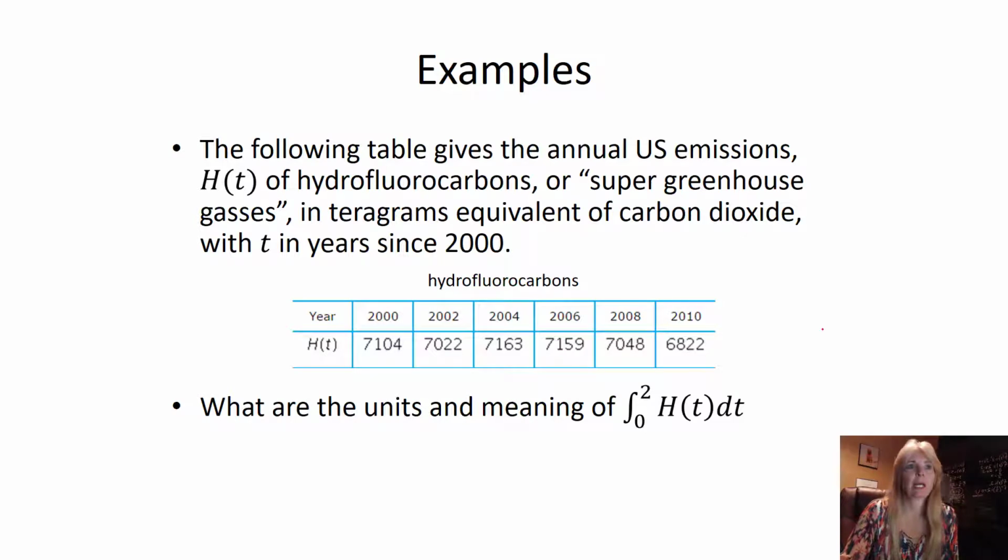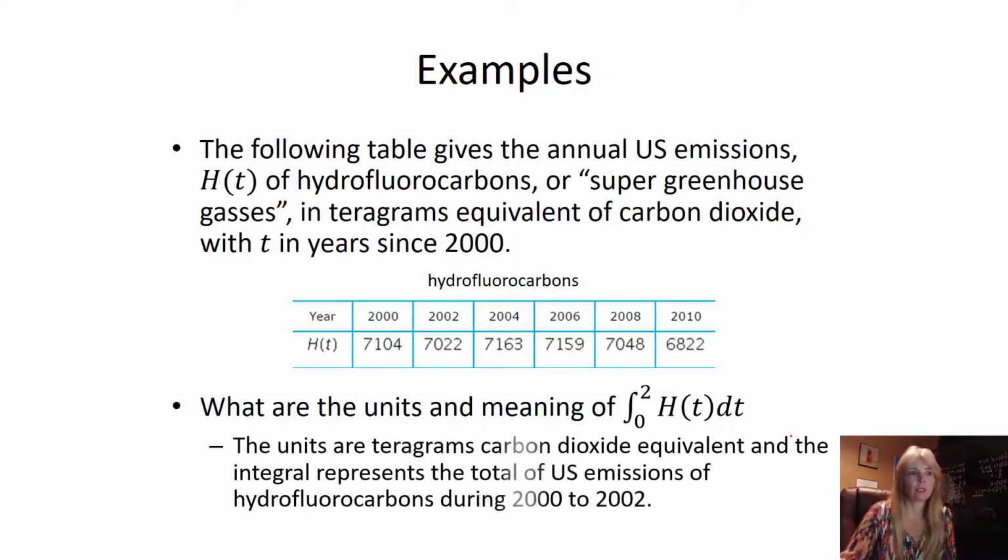All right, the following table gives the annual U.S. emissions, H of t, of hydrofluorocarbons, super greenhouse gases, in teragrams equivalent of carbon dioxide, with t in years since 2000. What are the units and the meaning of this integral? All right, so the units are teragrams carbon dioxide equivalent, and the integral represents the total quantity of U.S. emissions during 2000 to 2002, because notice I'm just showing from 0 to 2.